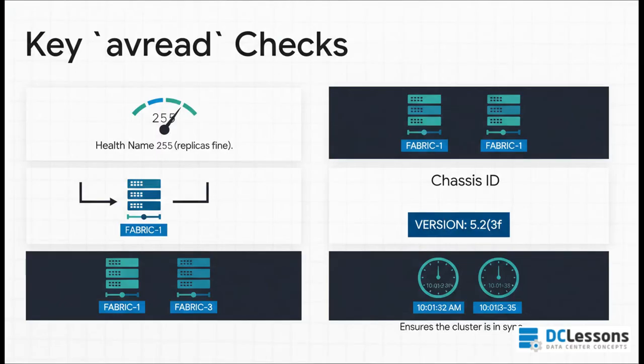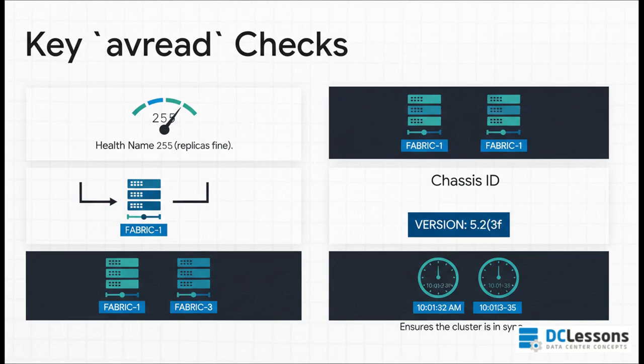Okay, here's your cheat sheet for reading that output. First and foremost, the health score. It absolutely must be 255. Anything less means there's a data replication problem, which is very bad news if an APIC were to fail. Then you've got the fabric name, chassis ID, and cluster version.